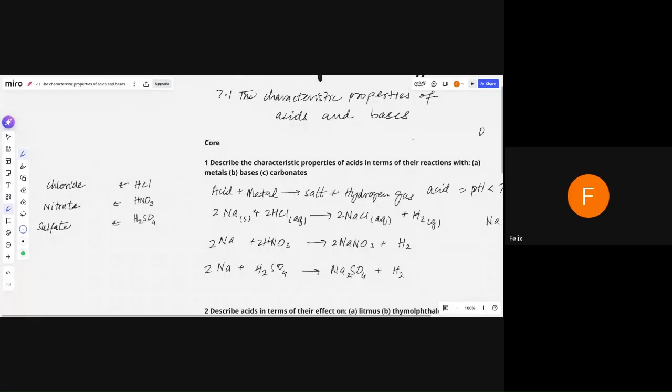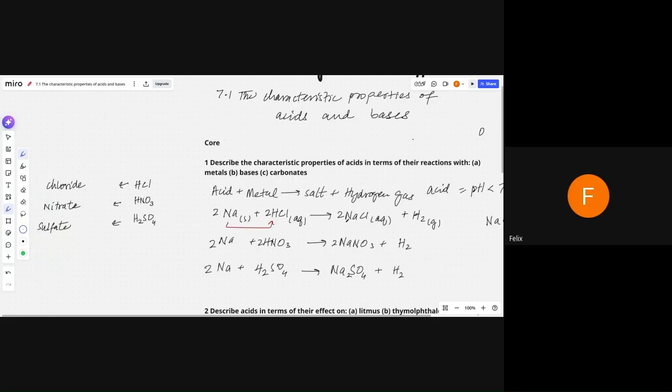If it's lithium, you just have to replace the sodium, so it will be lithium chloride. If it is potassium, the salt formed will be potassium chloride. If potassium is reacting with nitric acid, we'll get potassium nitrate instead of sodium nitrate. So you just have to replace hydrogen with the metal, and you will be able to write the product.